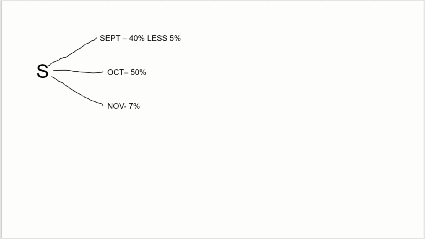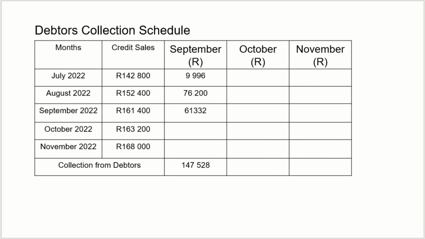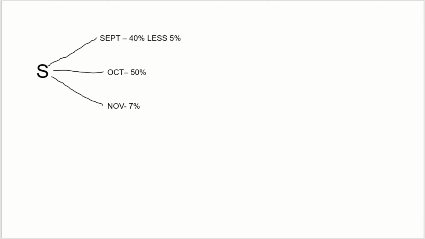Okay, so like I said, after drawing this, the first thing you do is compare your branches with your collection months on the answer sheet. On the answer sheet, we have September, October, November, and on our branches, we also have September, October, and November, meaning that we're going to have to calculate three times.